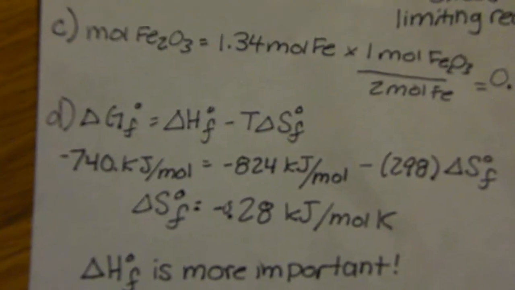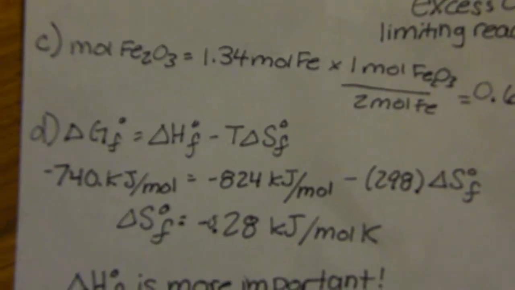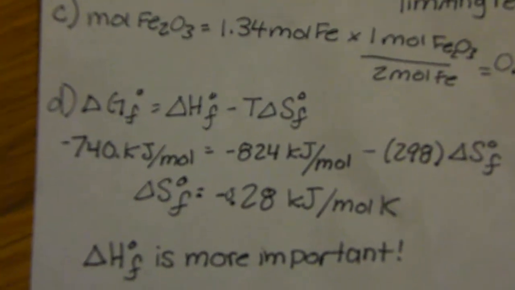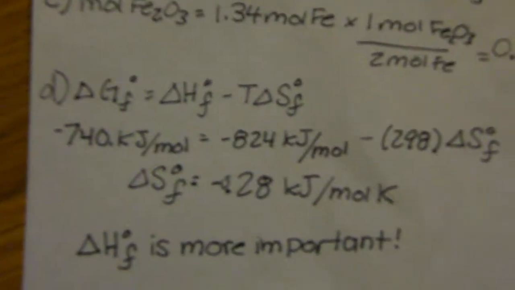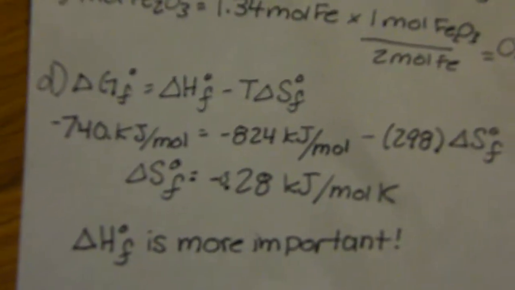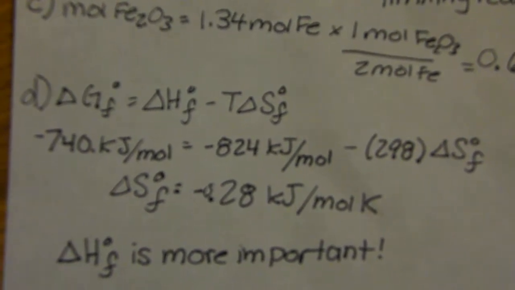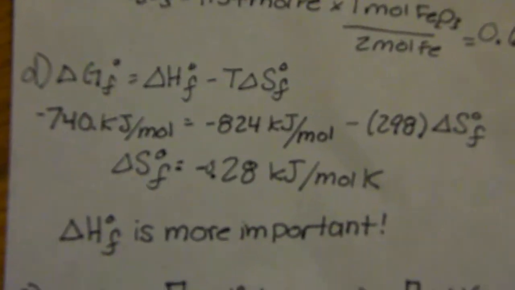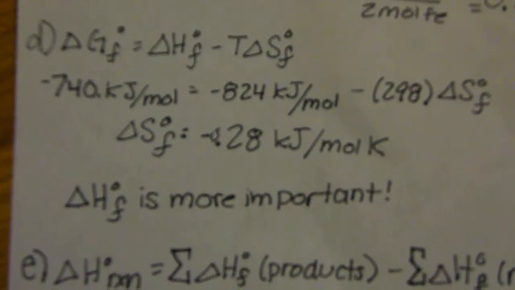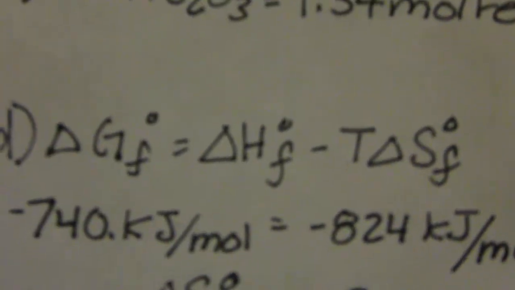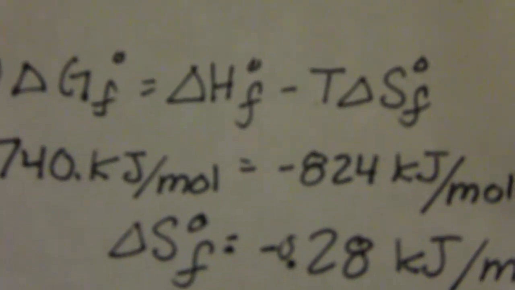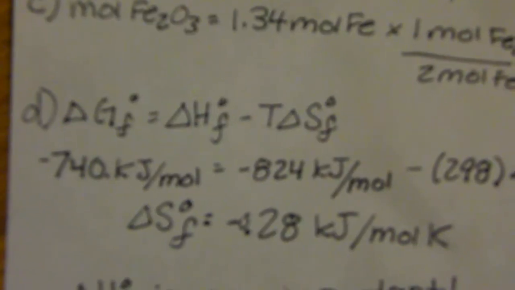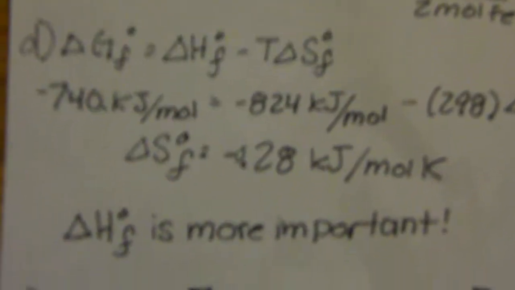Now D, the standard free energy of formation of iron oxide is negative 740 kilojoules per mole at 298 Kelvin. It states, calculate the standard entropy of formation of iron oxide at 298 Kelvin. Include units with your answer. So here we can use delta G equals delta H minus T delta S. And if you do all your calculations correctly and solve for the standard entropy of formation, it will equal negative 0.28 kilojoules per mole Kelvin.